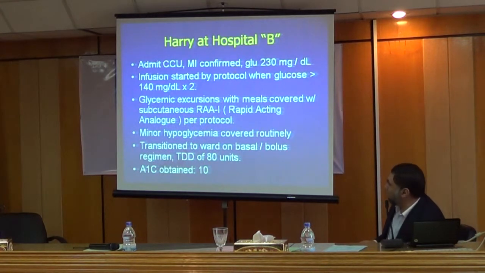Harry at hospital B is admitted to CCU, myocardial infarction confirmed, glucose 230 mg per deciliter. Infusion started by protocol when glucose was more than 140 to 180 mg per deciliter. Glycemic excursions with meals covered with subcutaneous rapid-acting analog insulins as per protocol. Minor hypoglycemia is covered routinely. In any protocol, there is a recommendation for hypoglycemia. Transition to basal bolus regimen, total daily dose of 80 units per day. A1C obtained was 10.